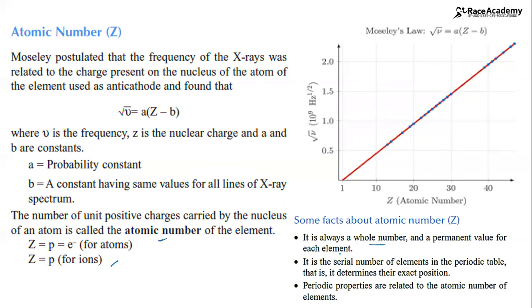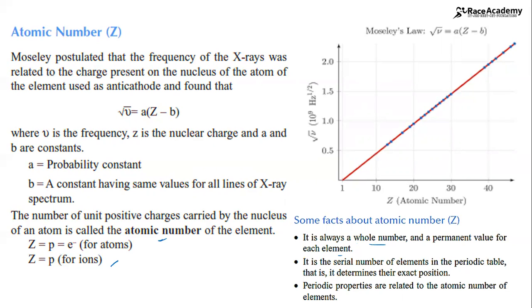Some facts: Z is always a whole number and a permanent value for each element. The serial number of elements in the periodic table also determines their exact location, and periodic properties are related to the atomic number of elements. So atomic number is a vital concept, the most important information required from the examination point of view to understand chemistry.